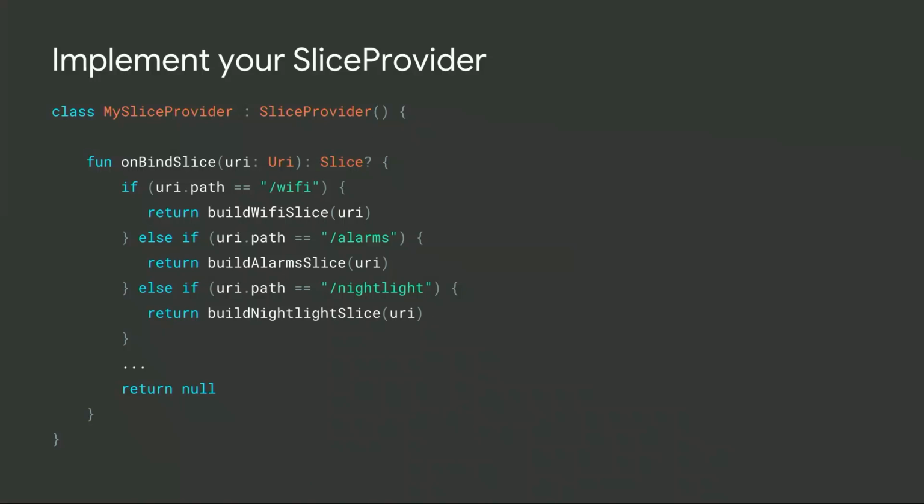So what will happen when something is trying to display your slice, you might type in Wi-Fi into Google search, and it's going to do some ranking stuff that Jason will go into some details on later. And it'll map that search term to a content URI, and in our case, that content URI will be this Wi-Fi path. Based on that, we're going to build a Wi-Fi slice. So we'll jump into this method.